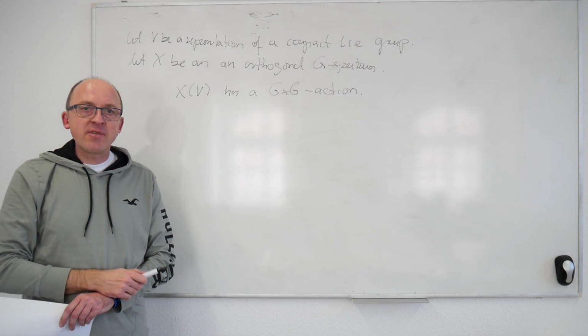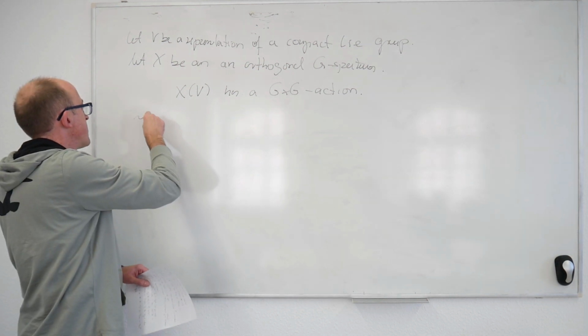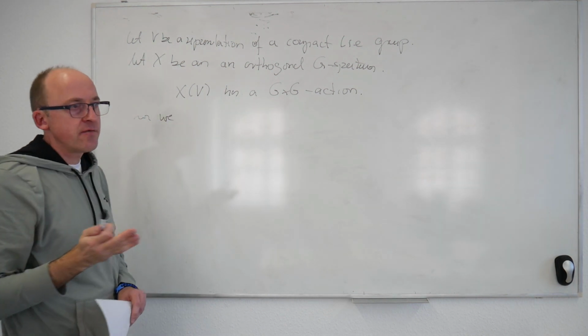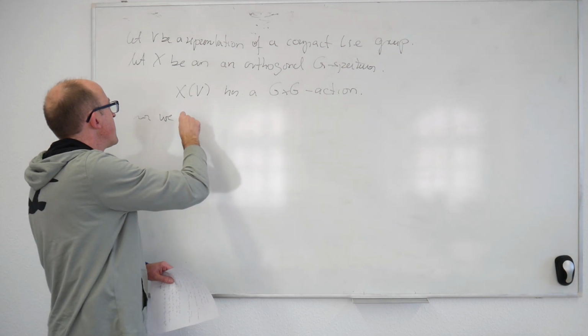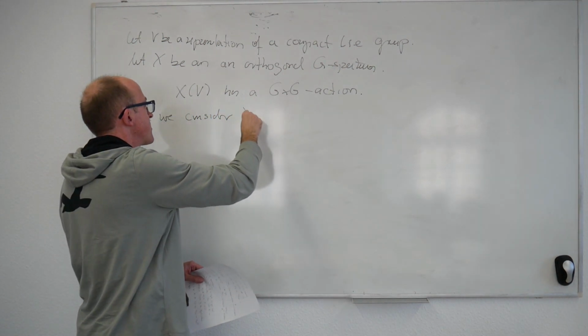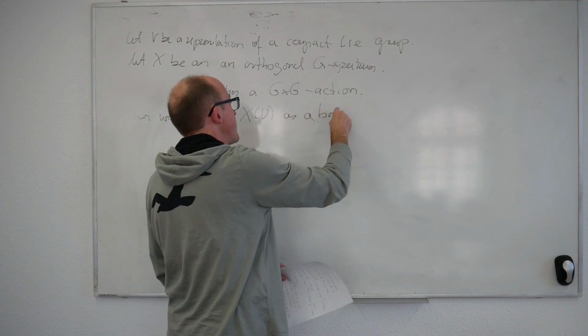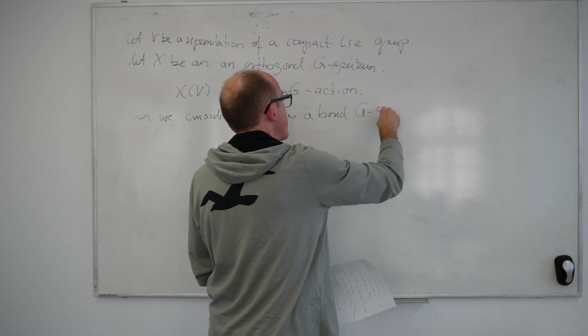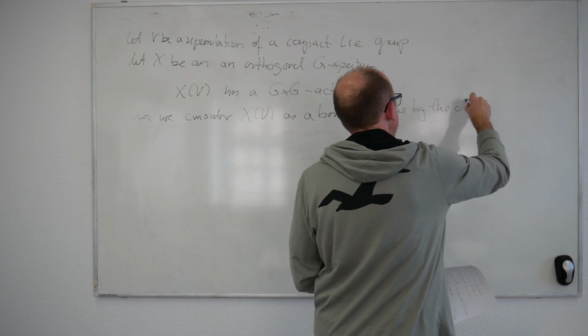Now, most of the time in this situation, we will immediately pass to the diagonal action. Unless, I mean, there will be a small number of cases where I might want to use both actions, but usually we consider X of V as a based G space, so with fixed base point, by the diagonal action.